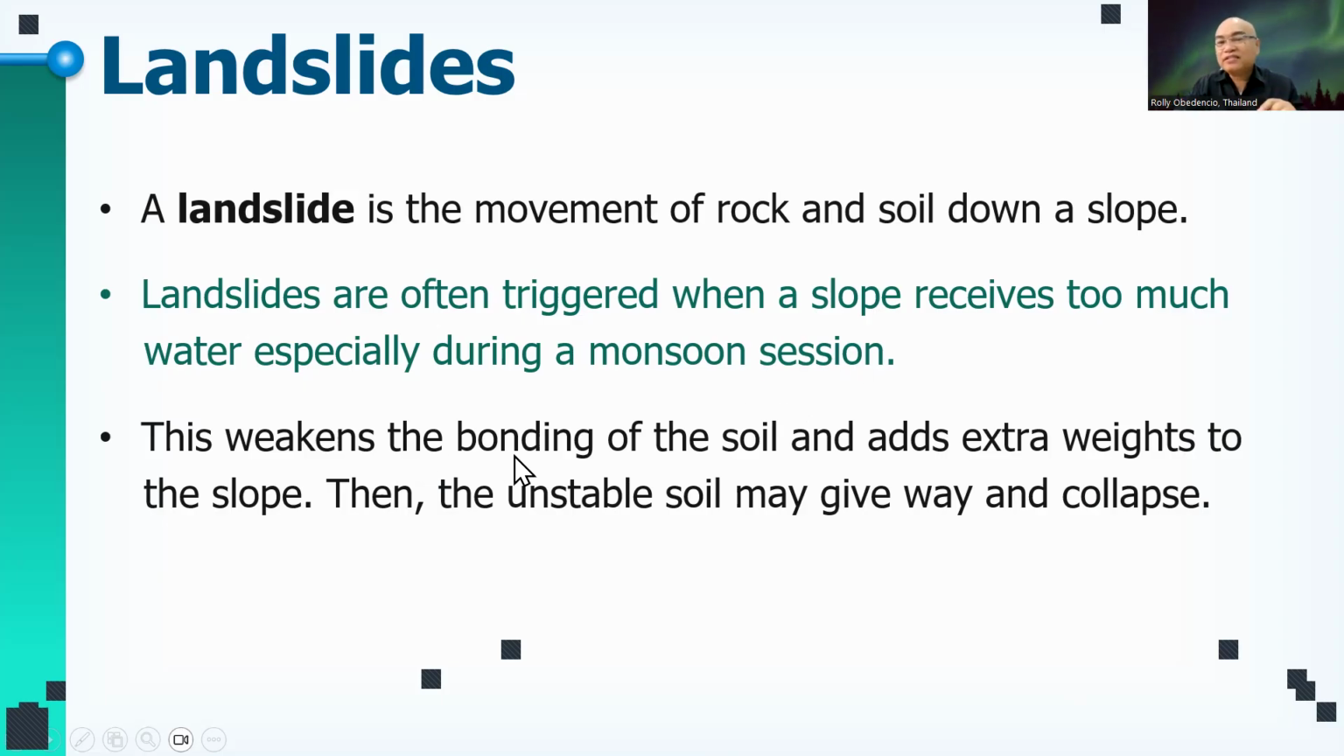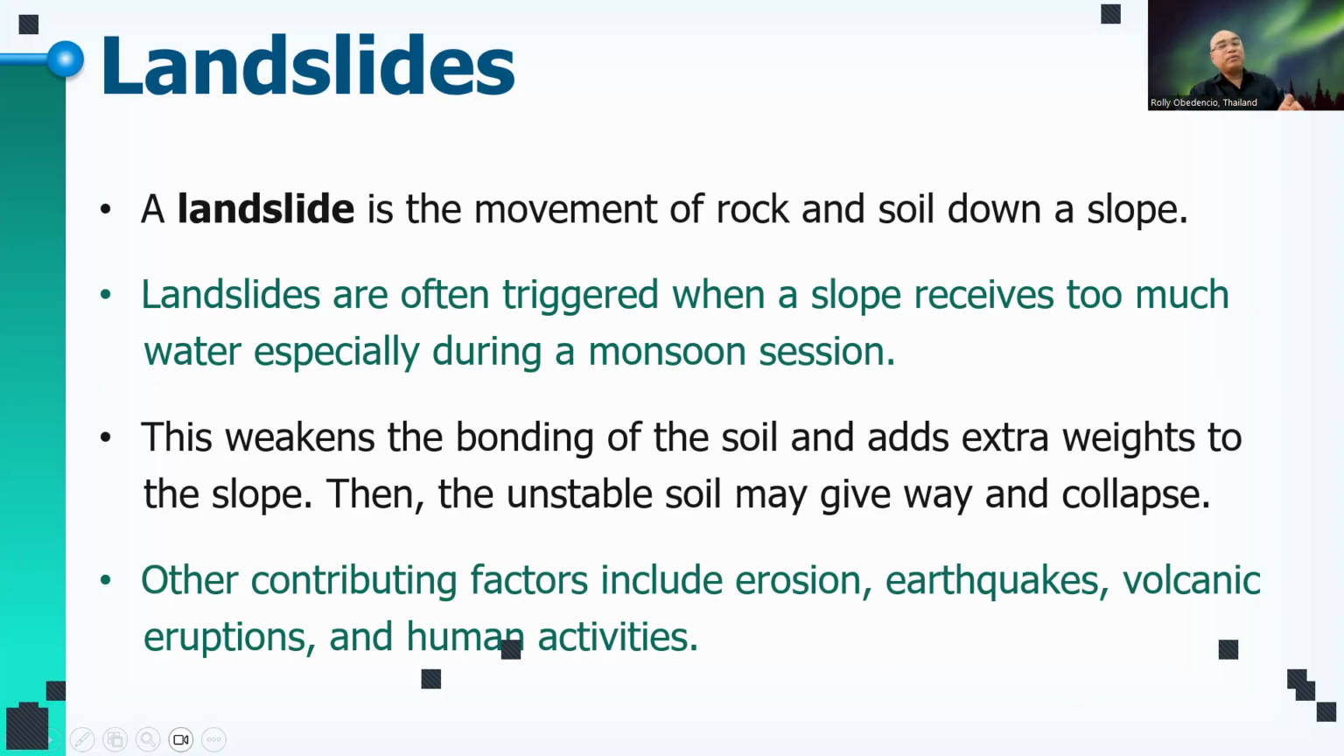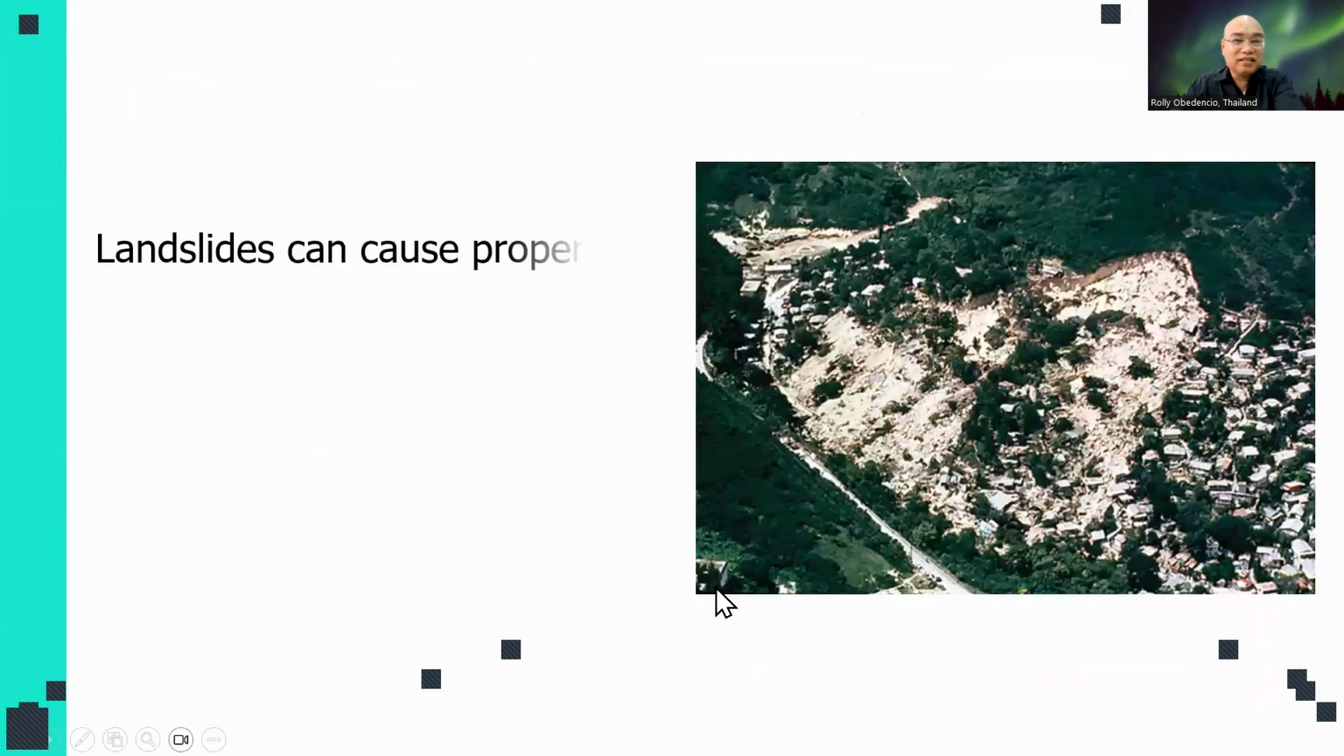So this weakens the bonding of the soil and adds extra weight to the slope. Then the unstable soil may give way and collapse. Other contributing factors include erosion, earthquakes, volcanic eruptions, and human activities.